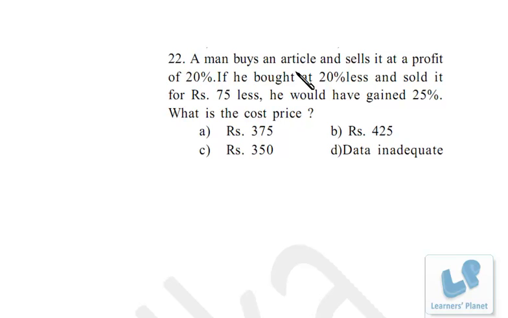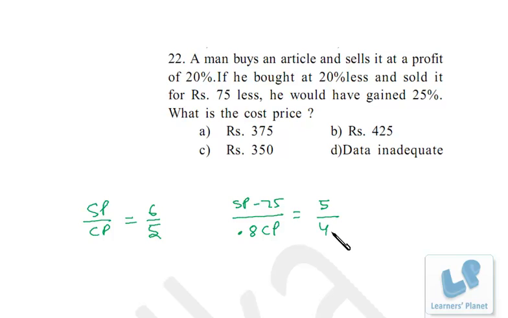Now, a man buys an article and sells it at a profit of 20%. That means SP by CP ratio is what? 120%. That means SP is 120% of CP, or we can say 6/5, right? If he had bought at 20% less, that means the new CP is what? 0.8 of the original CP, and sold it for rupees 75 less, SP minus 75, then he would have gained 25%. That means 25% profit, that means 125%. So that's 5/4, right?